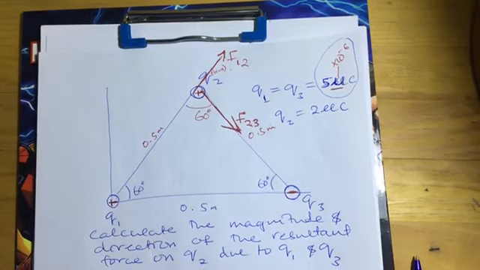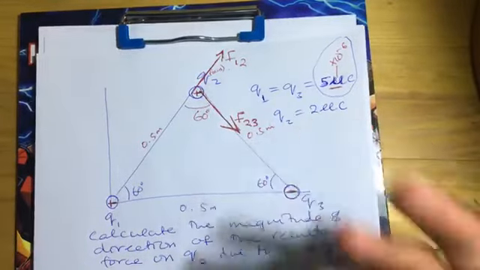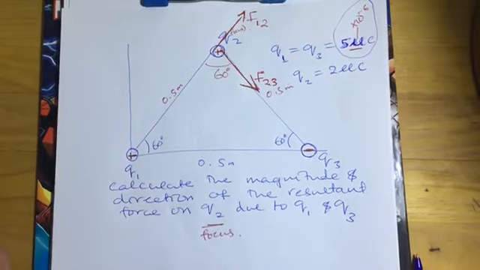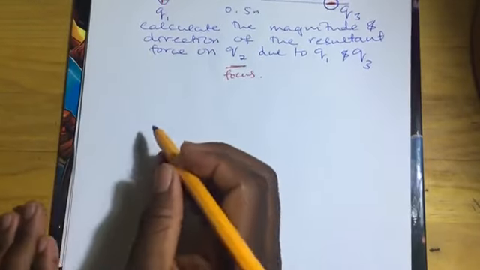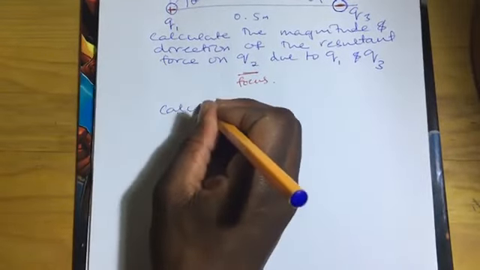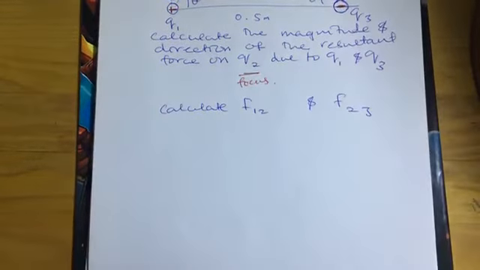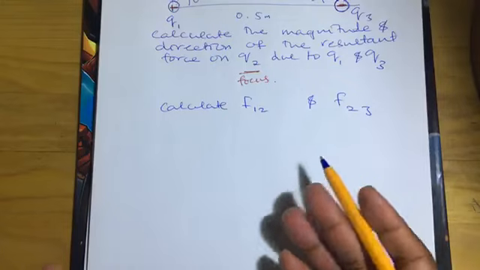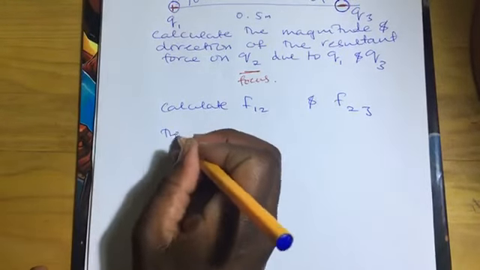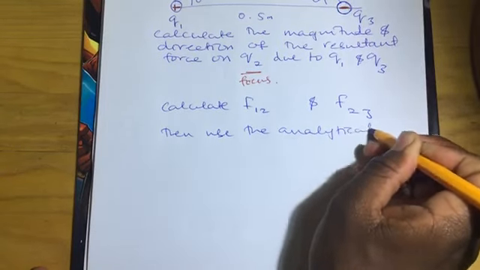All that I've done is decide, is this an attractive force or a repulsive force? Depending on the nature of the force, they either repel or attract, and the arrows move in a certain way. Next, read each angle from the positive x-axis and do calculations. So first of all, let's calculate F12, and then we calculate F23. After calculating that, we plug them in, and then we use the analytical method.